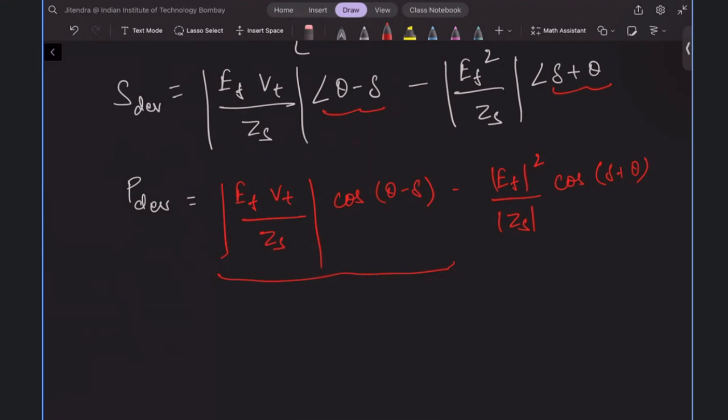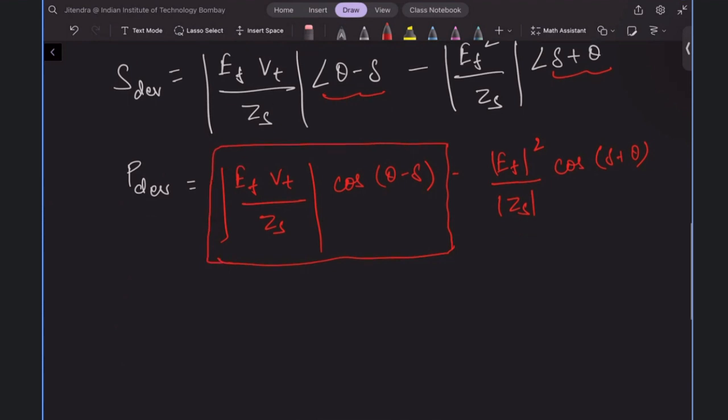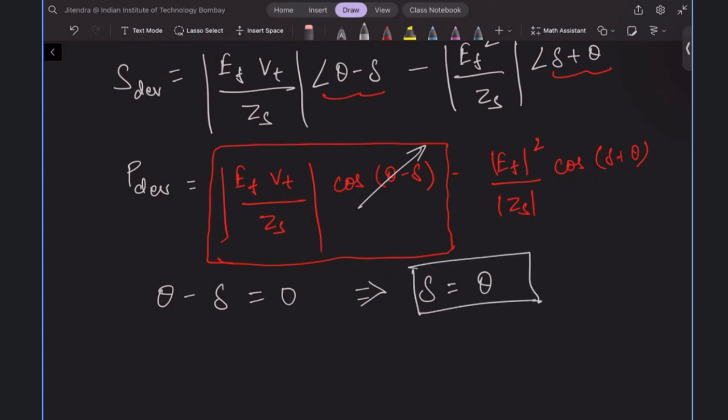But it's quite obvious that to maximize this component, you have to maximize the cosine component, and cosine will be maximum when it is 1. And it is 1 when theta minus delta is 0, right? And at this condition, delta will be equal to theta. I hope you did not find any difficulty in this.